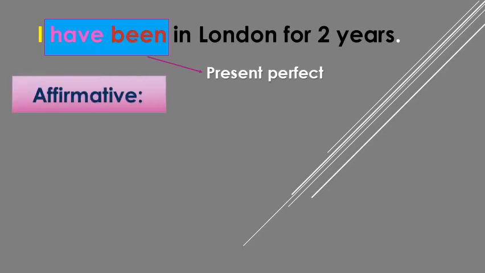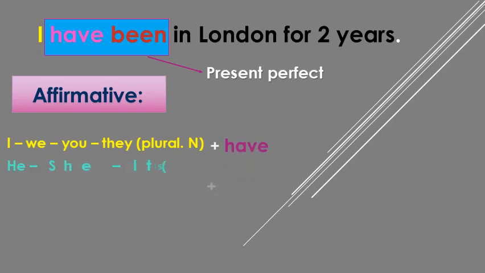So here we have an example. I have been in London for 2 years. So have been, it is the present perfect وهي المضارع التام. So the affirmative form الحالة المثبتة, if the subject is I, we, you, they or any plural noun إذا كان الفاعل ضمير جمع أو أي اسم جمع we add have, and if the subject is singular he, she, it or any singular noun إذا كان الفاعل من ضمائر المفرد أو أي اسم مفرد we add has plus past participle form هو التصريف الثالث, and we add full stop.